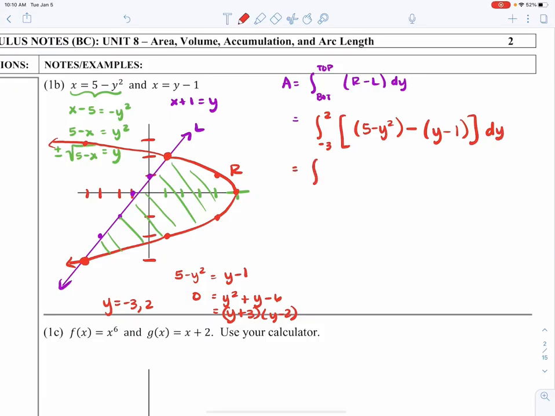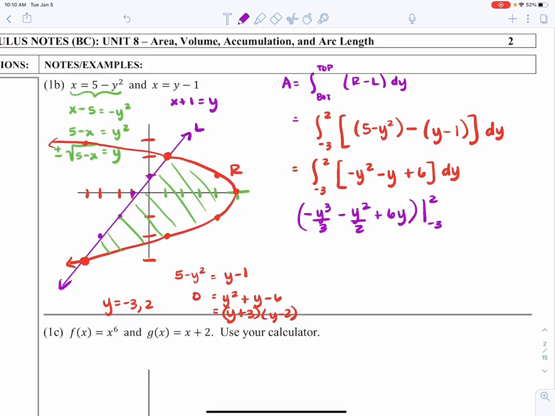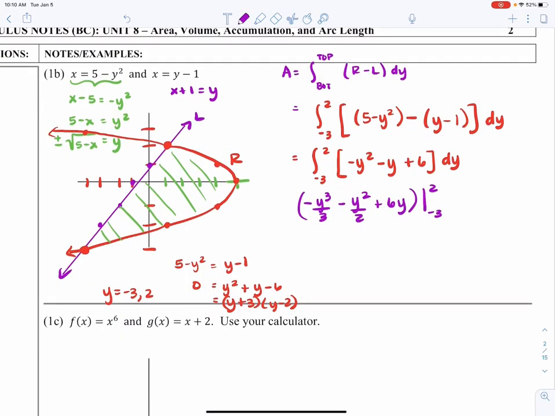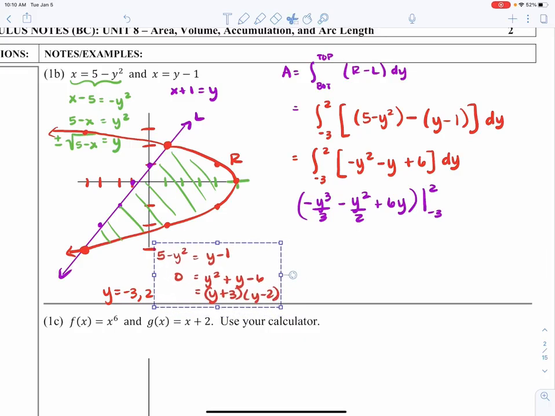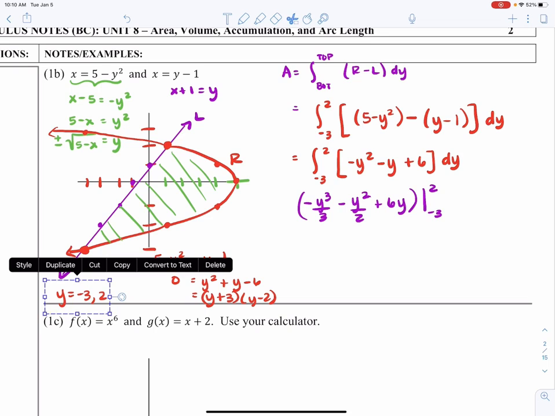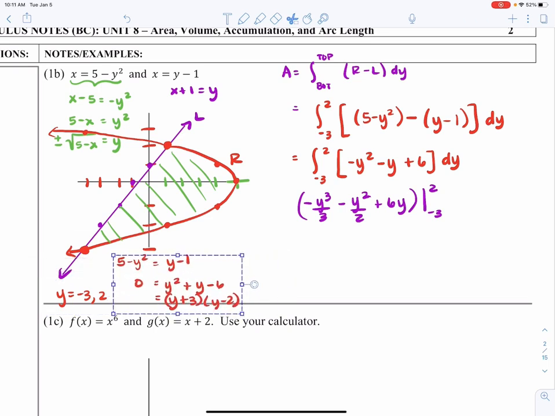I want you to simplify this before you go taking integrals. So we're going to turn this into -y squared minus y plus 6. And again, for the good of our souls, we're going to do this by hand. -y cubed over 3 minus y squared over 2 plus 6y, the entire thing evaluated from -3 to 2. I'd like for you to go ahead and press pause and practice plugging in. I think that sometimes we tend to be a little bit rusty with fractions, so I want you to have that practice. So press pause and give it a go.